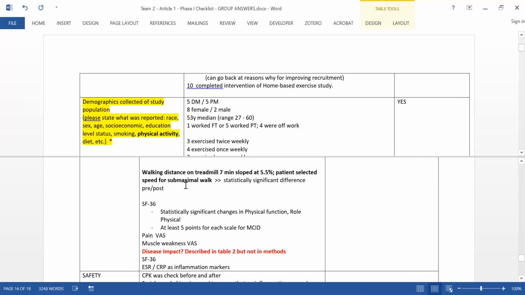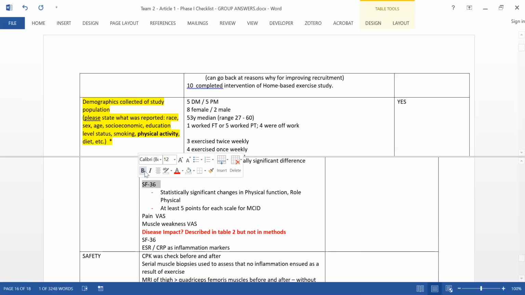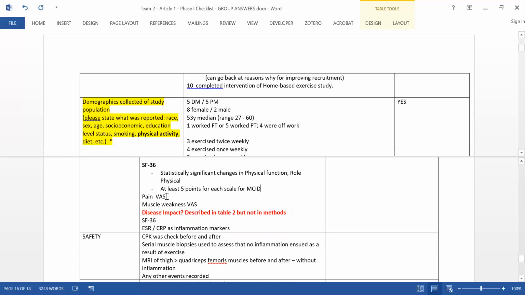The other examination was walking distance on a treadmill for 7 minutes, and that also was statistically significant pre and post. The SF36 also had statistically significant changes in physical function and role physical. I did look up that there should be about 5 points for each scale for MCID. We did have additional questions for the author because it appeared that that was met on some of the other scales. The pain VAS didn't seem to show any difference, nor did the muscle weakness VAS.